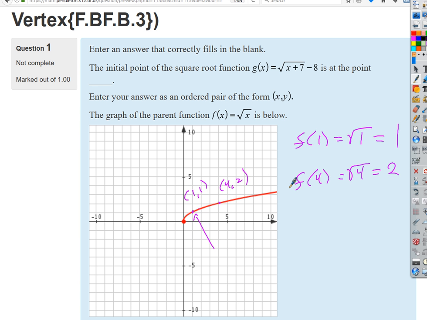Okay, so what about this though? What if we want to do this to the function? And here's where I want you to really think about this. If I'm going to do that to the square root function, let's look at what those numbers do. What have I done? What is the minus 8 doing to the parent function f of x?